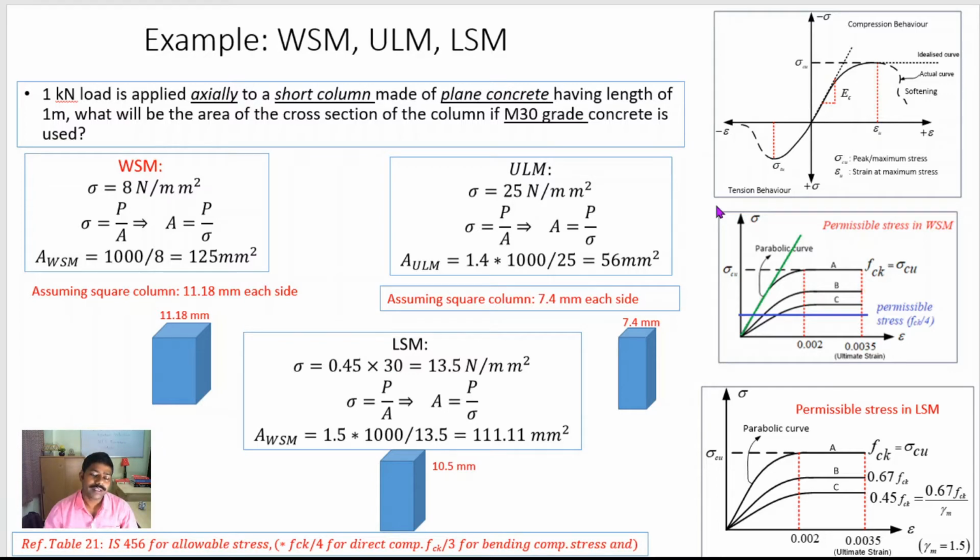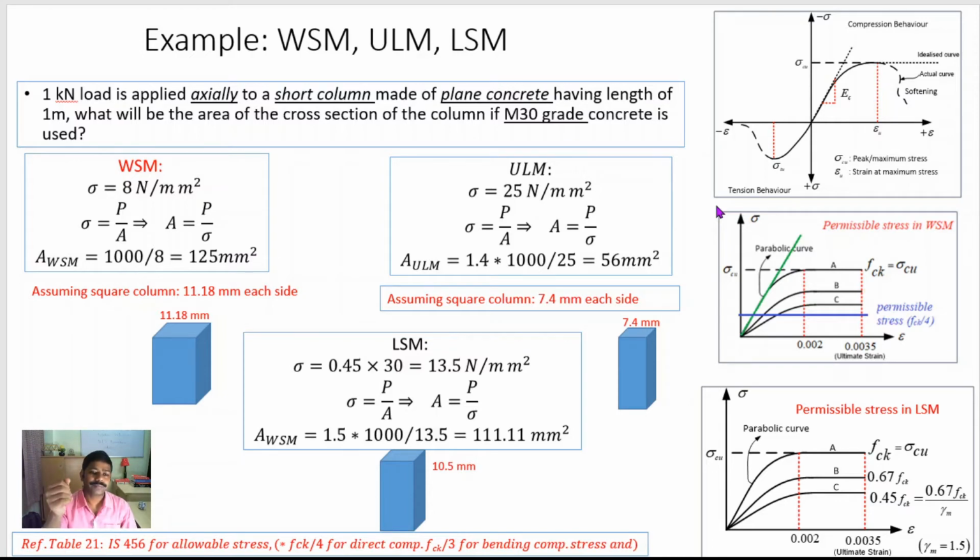The ultimate load method says that we consider the maximum compressive strain, or you can say the stress, which is coming in the nonlinear zone, very close to our maximum compressive strain. Since we are using M30 grade concrete, I am assuming 25 here, somewhat lower than 30, near about 30. This method is also called the load factor method. Here we are assuming one load factor, 1.4, to enhance the load.